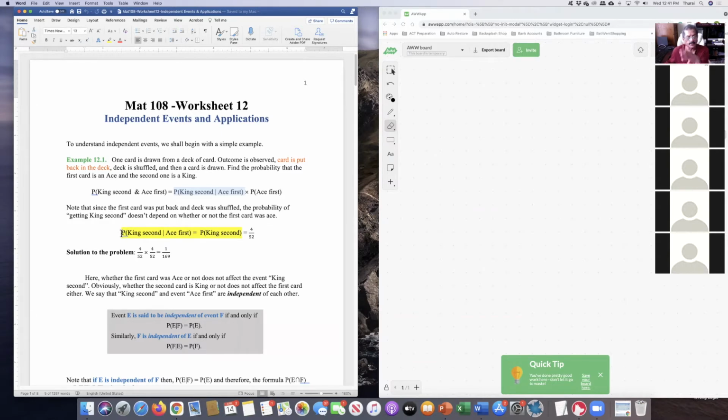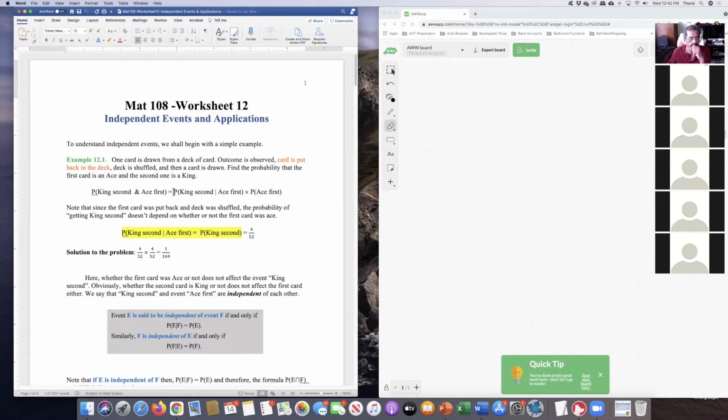Now, since you have put the card back, the probability for king second given ace first is the same as the probability for king second. It doesn't depend on ace. Whether the first one was ace or not doesn't matter. And so the probability of the second card being king, given the first card is ace, is the same as the probability of the second card being king, period. There are still 52 cards and 4 of them are king. So 4/52 is your probability for that part.